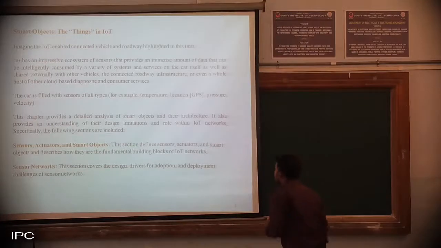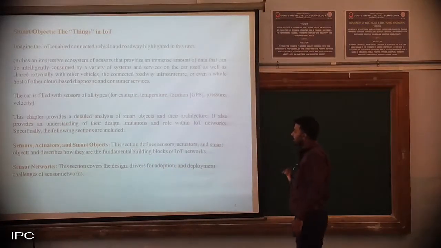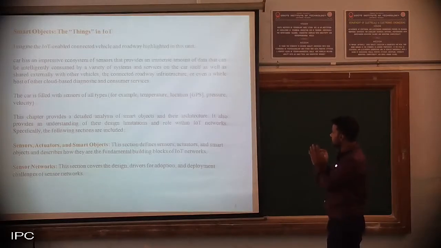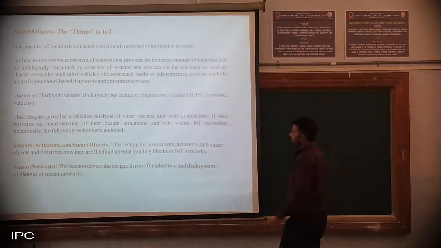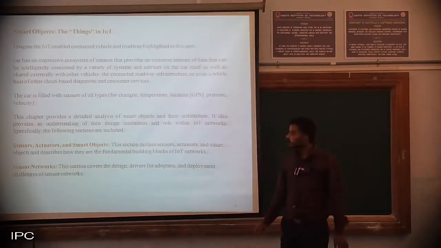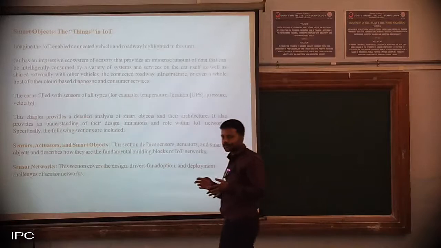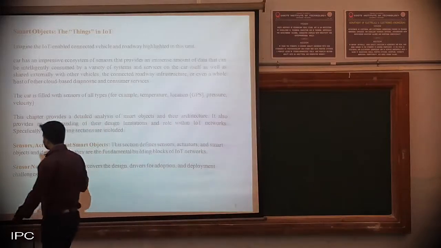Coming to the next thing: sensors, actuators, and smart objects. In this section we will discuss what a sensor is, what an actuator is, and what a smart object is. Then in the next part we are going to discuss sensor networks: which type of network design, the drivers for adoption, and the deployment challenges of sensor networks.